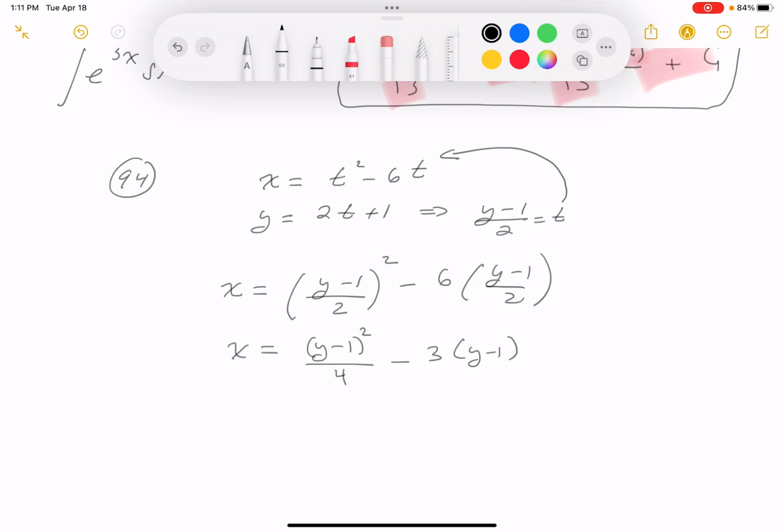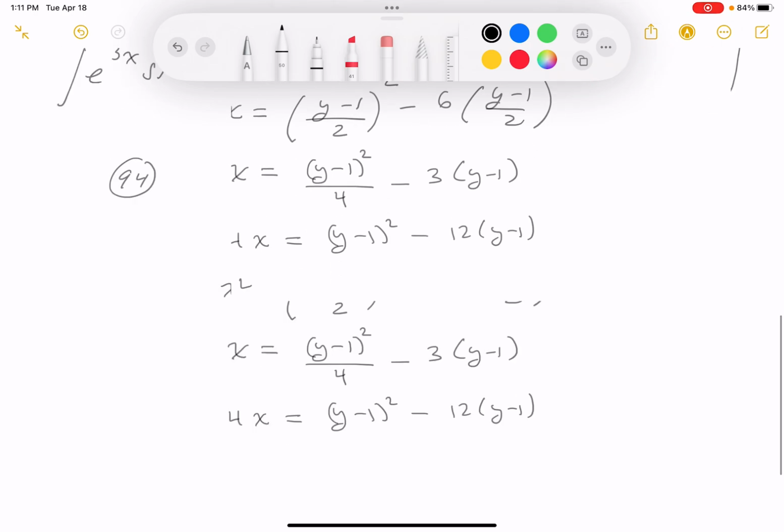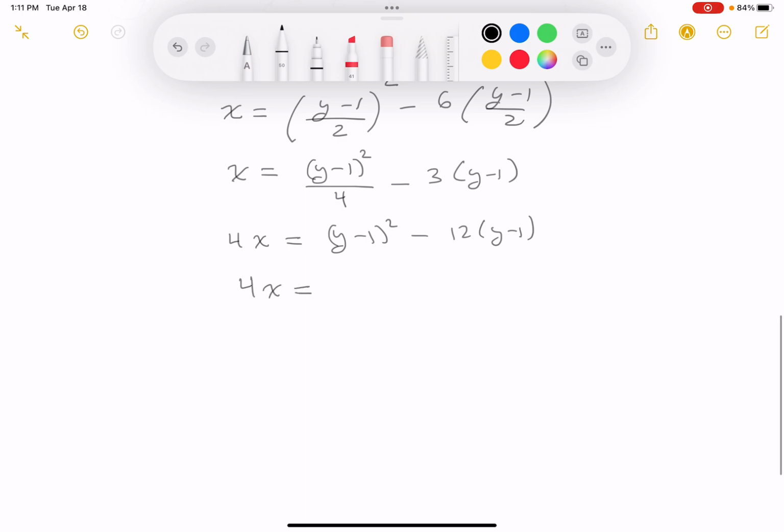I'm going to keep cleaning it up, and I'm going to multiply both sides by 4. So I get 4x equals (y minus 1) squared minus 12 times (y minus 1). I'm going to work a little bit further on it. I'm going to factor out a y minus 1 now. And what do you get? (y minus 1) minus 12. So you get 4x equals (y minus 1) times (y minus 13). Let me keep moving through it.